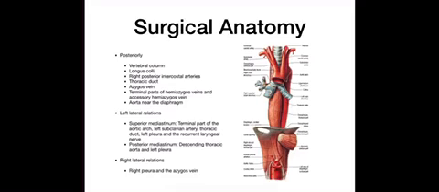To the left of the esophagus, in the superior mediastinum, the terminal part of the aortic arch, left subclavian artery, thoracic duct, left pleura, and the recurrent laryngeal nerve are present. And then moving on to the posterior mediastinum, the descending thoracic aorta and the left pleura are present. The right lateral relations are namely the right pleura and the azygous vein.